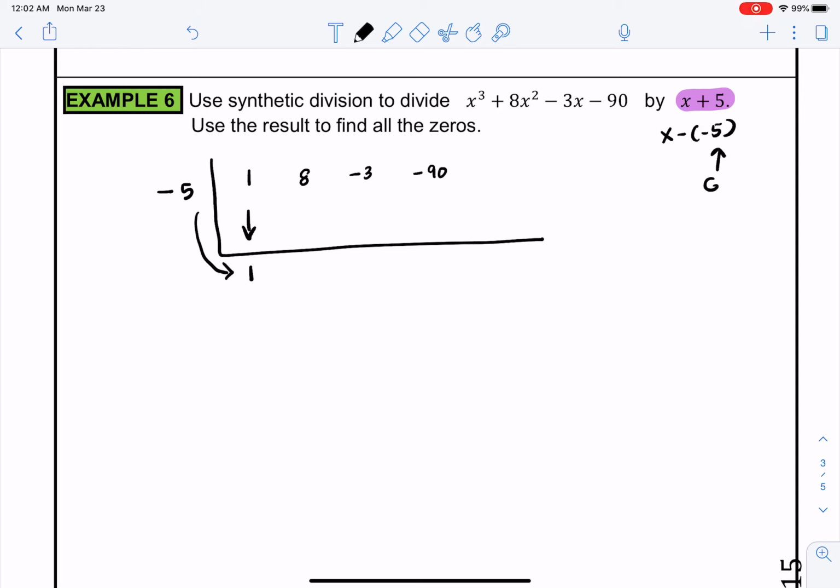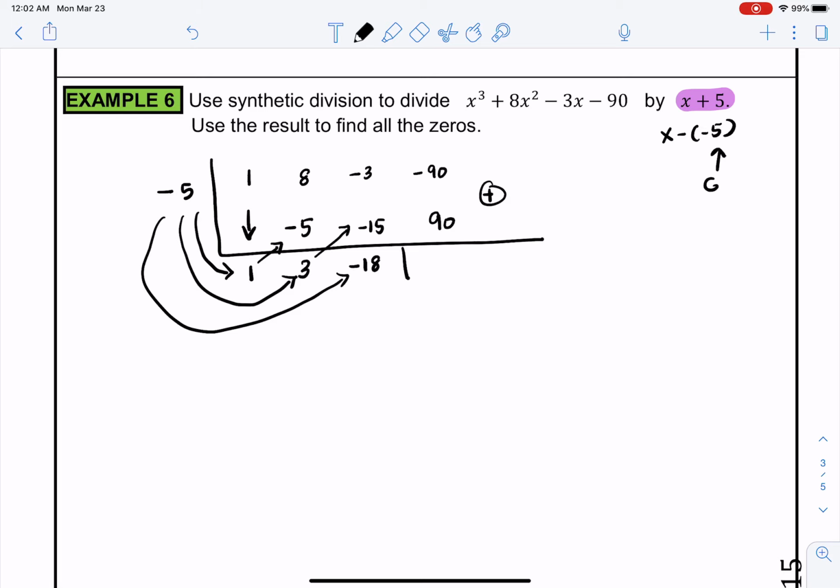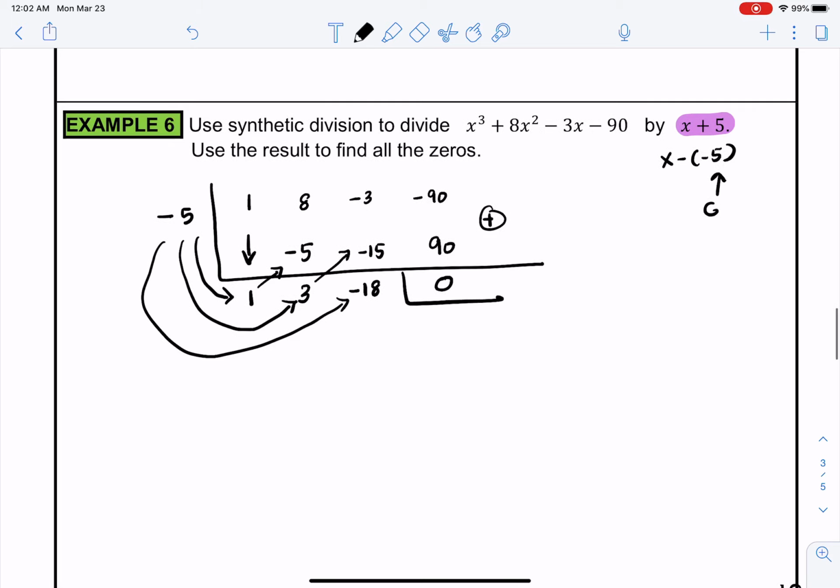Negative 5 times 1 is negative 5. 8 minus 5 is 3. Negative 5 times 3 is negative 15. Put it up there. Negative 3, negative 15 is negative 18. Negative 5 times negative 18 is positive 90. And we have to add, as always, which makes that 0.